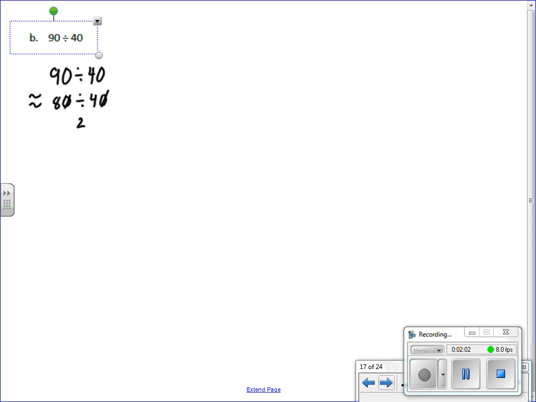Actual. 90 goes in the house. 40 goes outside. 40 goes into 9 0 times. That goes right above the 9. Subtract. Bring down. 40 goes into 90 twice. 2 times 0 is 0. 2 times 4 is 8. We're left with 10. So our answer is 2 remainder 10.